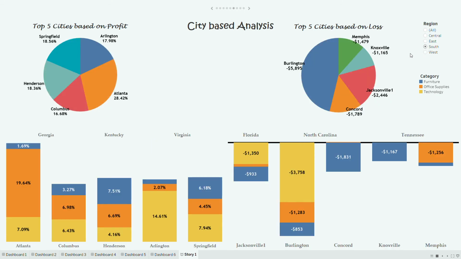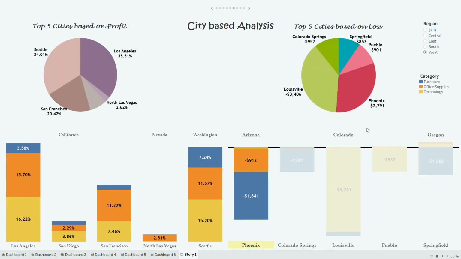Now we analyze the South. Here you can see Burlington and Jackson have a huge loss in technology, while in Springfield and Arlington there is a gain in technology. And in Atlanta, you can see office supplies is the leading category.